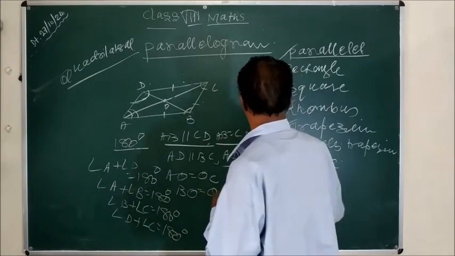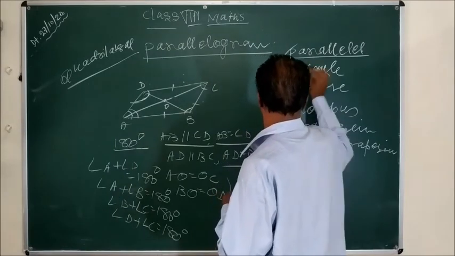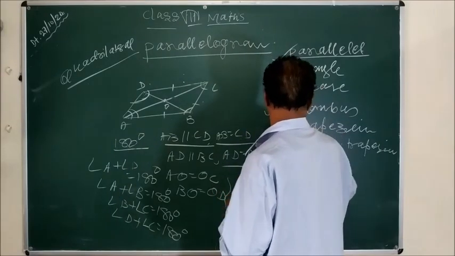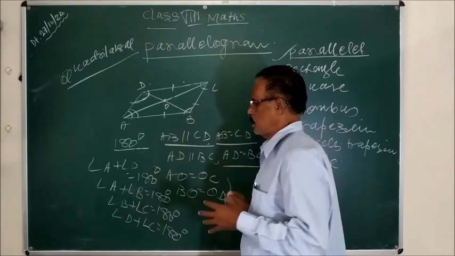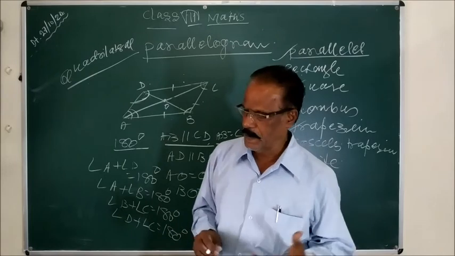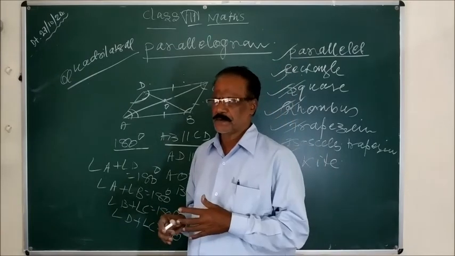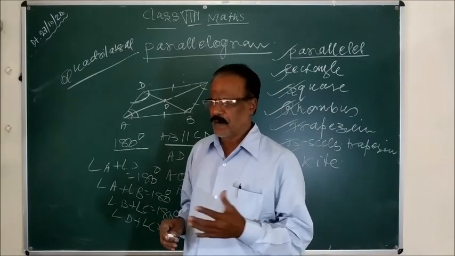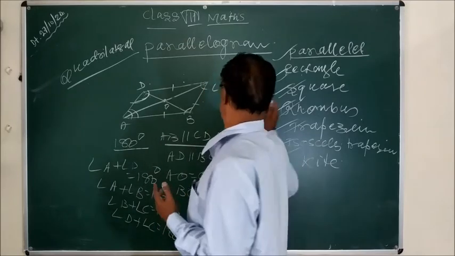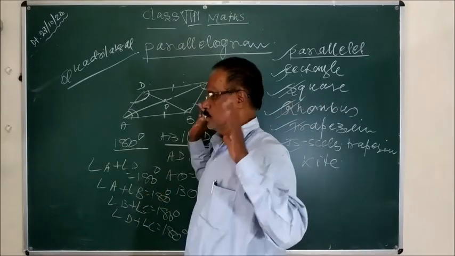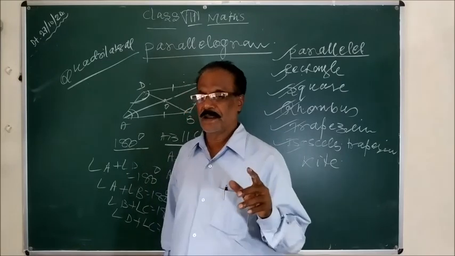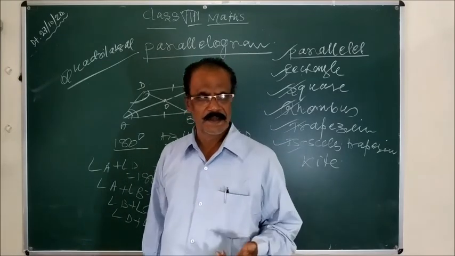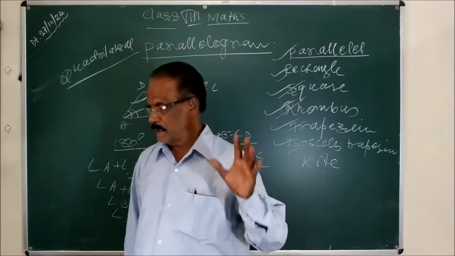So these are the properties of a parallelogram. And next day I will explain rectangle, square, rhombus, trapezium, isosceles trapezium, kite, etc. All these things I will explain later on, because it will be too much if we explain all this now. So that's all for today. Parallelogram, and you will remember all the properties. That's all. Thank you, and have a nice day.